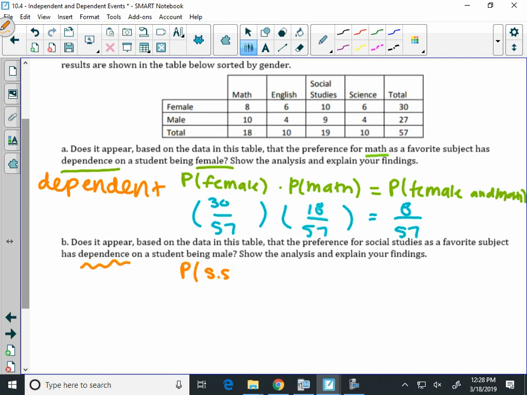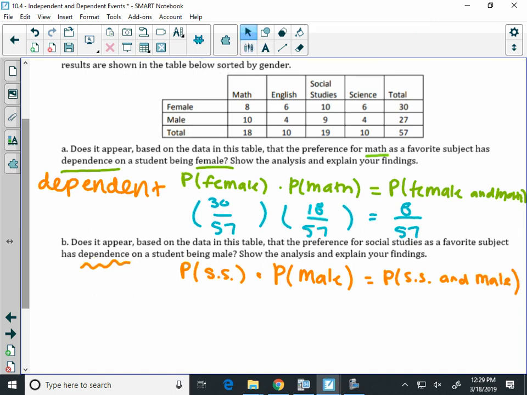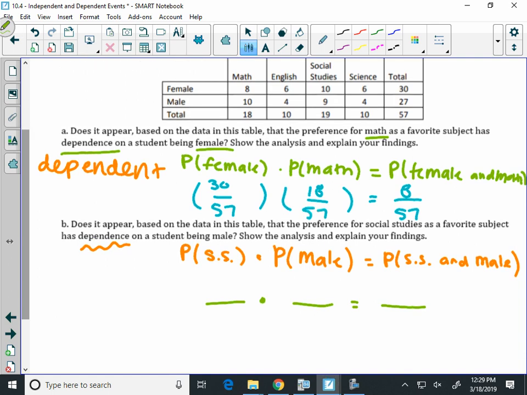Yeah, so we're going to do probability of social studies times the probability of being male and see if that's equal to the probability of just social studies and male. Okay. So we're finding probability, so we need a fraction times a fraction and see if it equals a fraction. You can put parentheses, you can put the multiplication dot, whichever one works for you. What's going to go on the bottom of all of our fractions? 57, that's our total. There's no condition on it. We're looking at all of them, all 57.